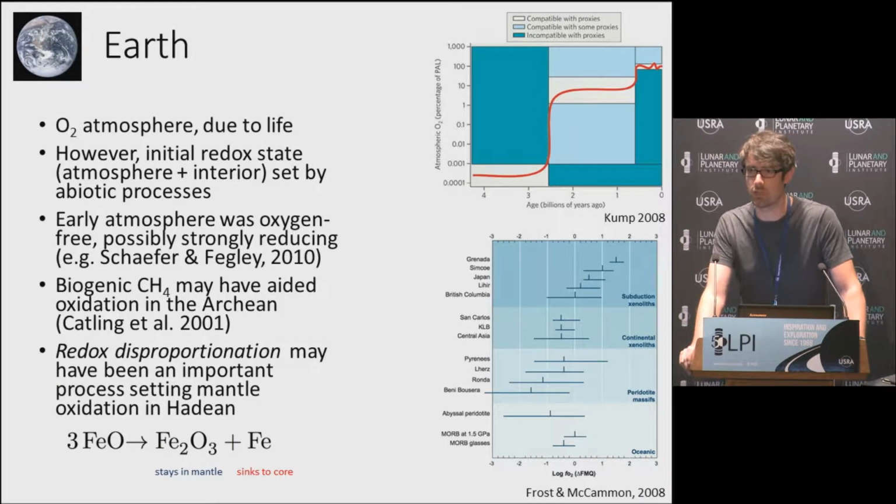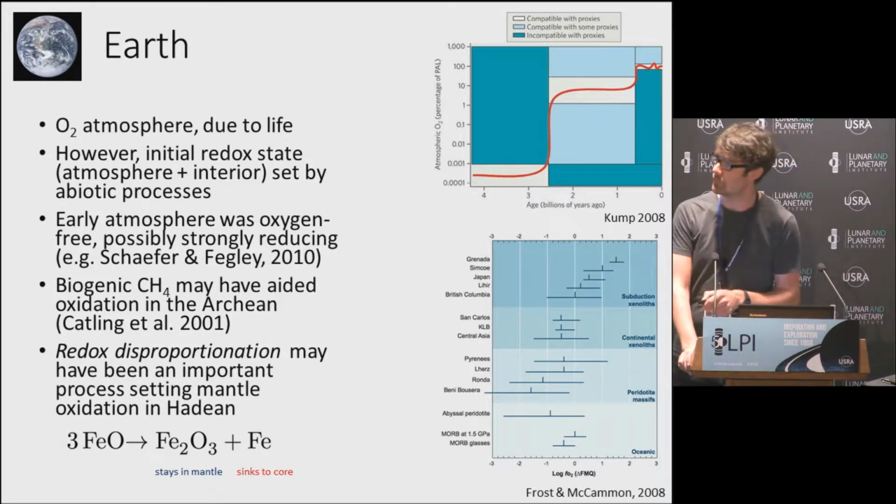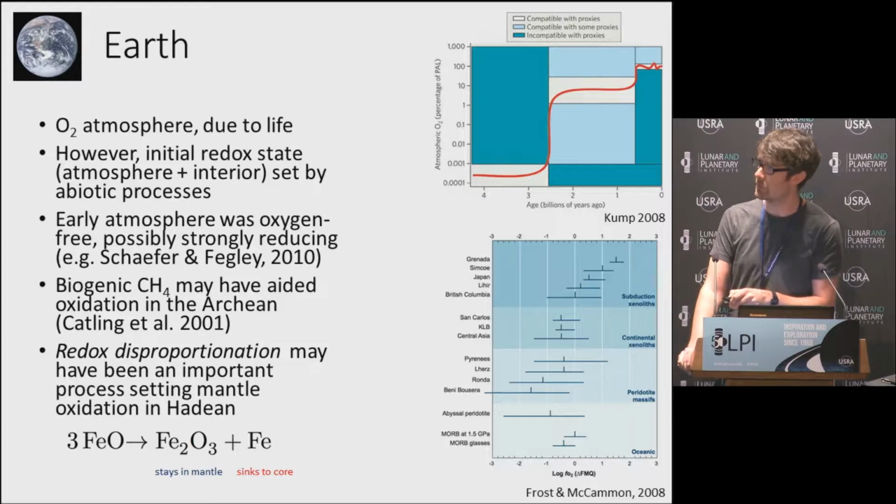Okay, so now let's talk about Earth. Earth has an oxygen atmosphere, the proximal cause of which is life. And we're kind of used to thinking of it as the most oxidized planet in the solar system for that reason. But actually, the initial redox state is critical, set by abiotic processes, and significantly more reducing than the state of the atmosphere itself. And it's extremely well supported by the observational evidence that Earth's early atmosphere was oxygen-free, and it possibly may have been strongly reducing, particularly early on.